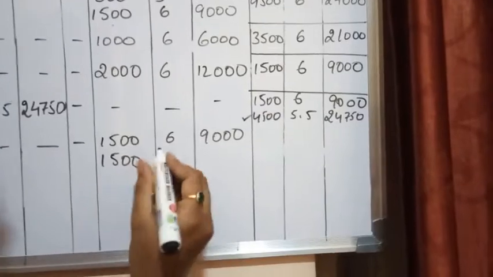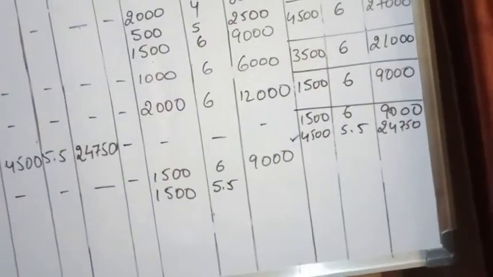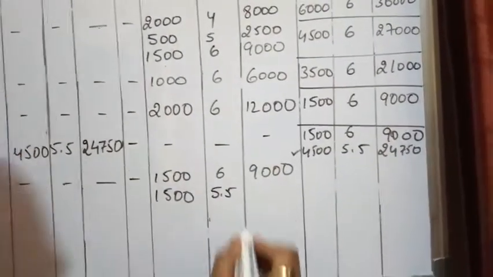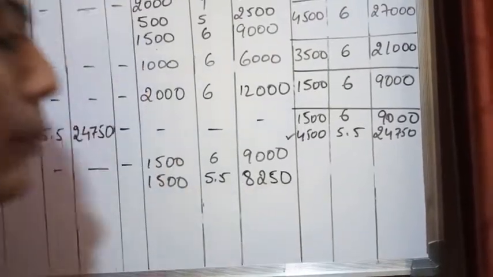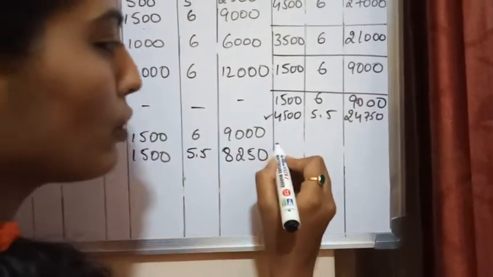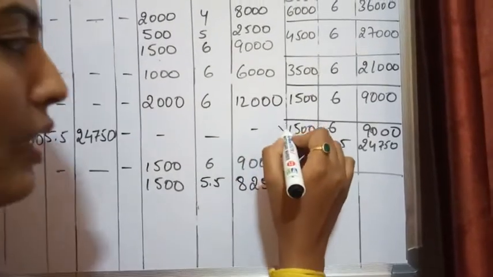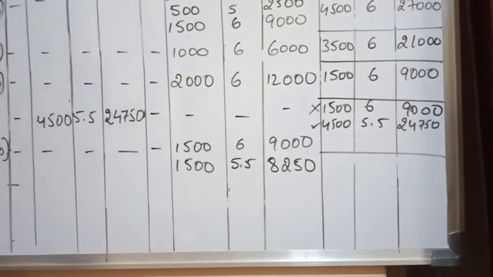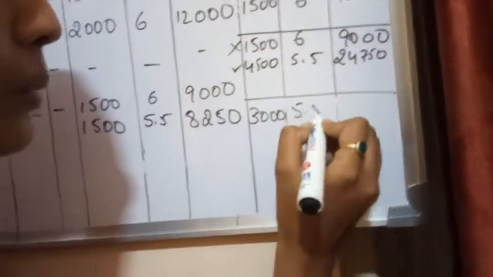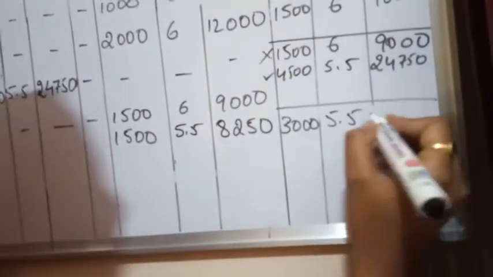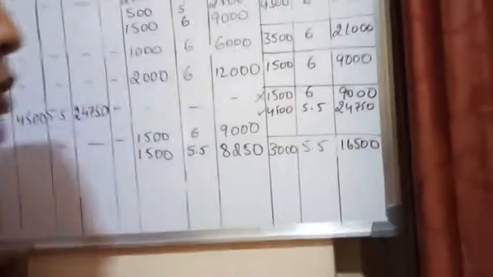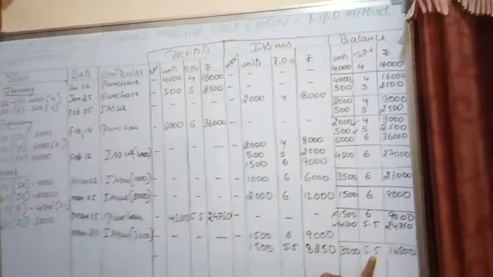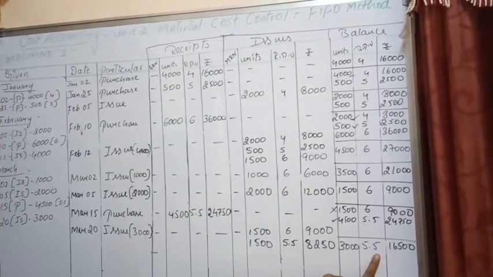So this 1,500 I will give from this material. 4,500, out of this I will give. 1,500 into 5.5, I will be getting a value of 8,250. Okay. So now I have to record the balance. Since this I have completely given, the leftover here is 4,500 minus 1,500, it will be 3,000. 3,000 multiplied by 5.5, the value will be 16,500. So this is the balance which is left over in the organization.